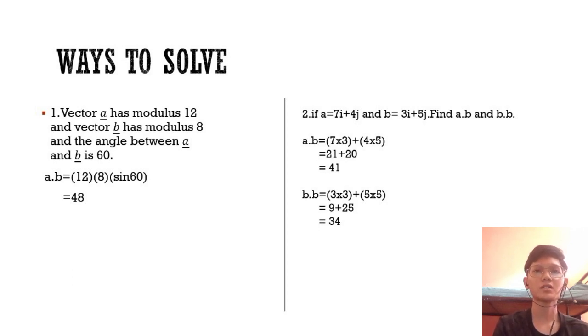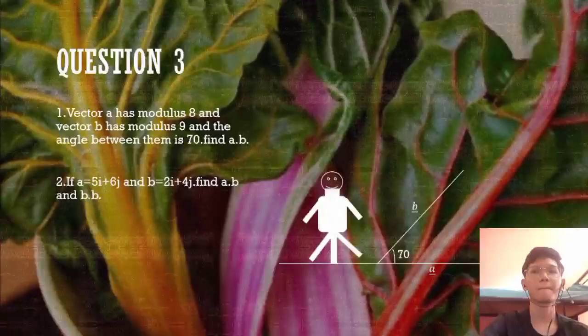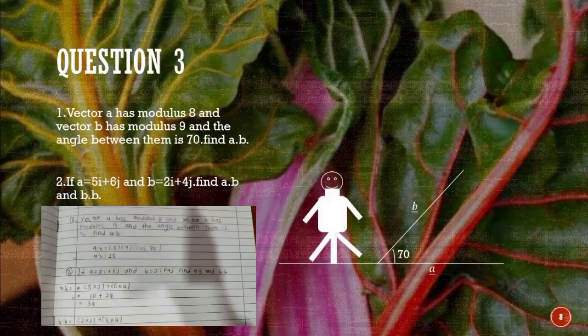Kemudian cari B dot B. B dot B sama dengan 3 darab 3 tambah 5 darab 5. 3 darab 3 dapat 9 dan 5 darab 5 dapat 25. Tambahkan kedua-duanya dan jawapan akhir adalah 34.